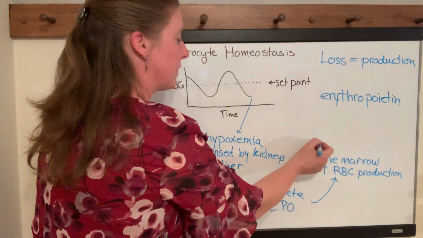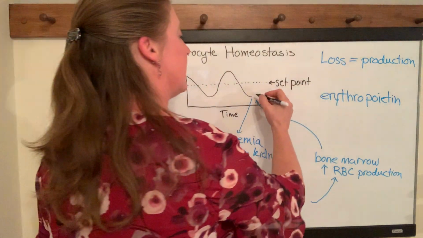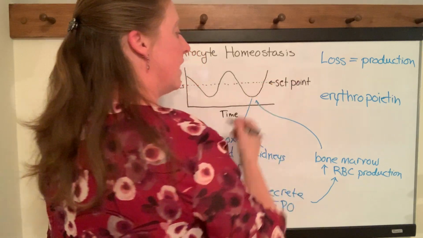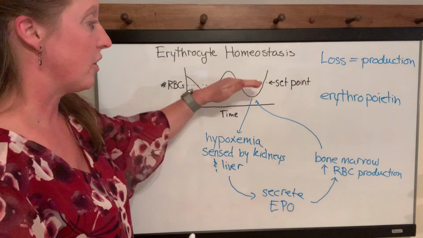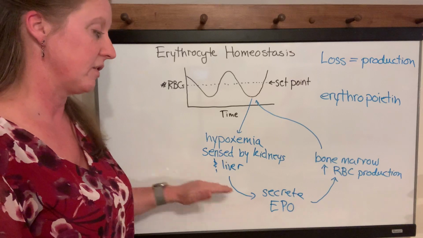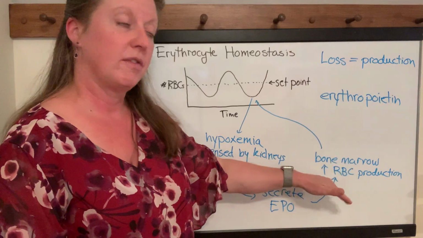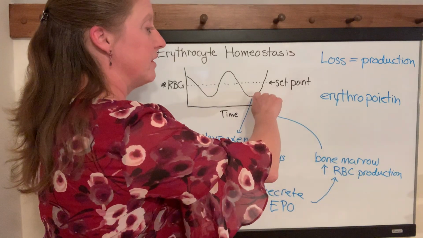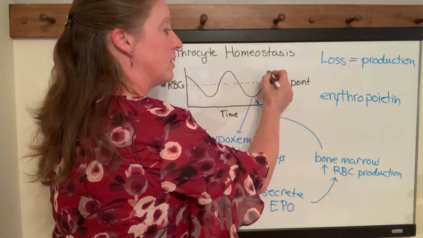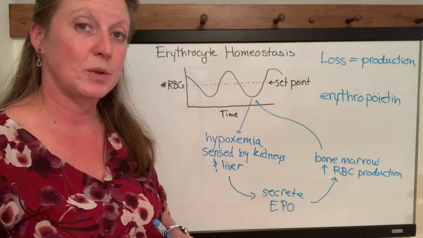But as red blood cell production increases slowly over time, we see that the number of erythrocytes starts to increase. And once the number of erythrocytes is over the set point, we no longer have hypoxemia. Therefore, the kidneys and the liver stop secreting erythropoietin. Therefore, red blood cell production drops off a little bit, and the numbers that have been produced continue to increase it. But now that it's no longer secreting EPO and they start to die again, this line will reverse and come back towards the set point.